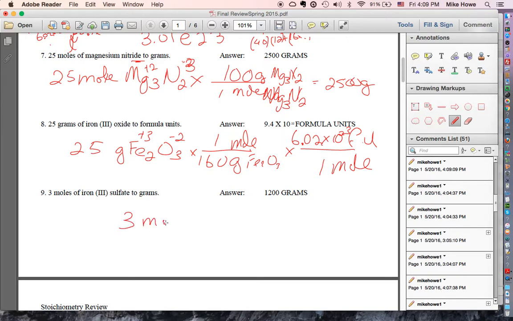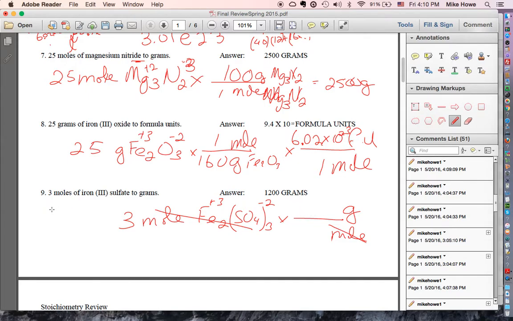Okay, 3 moles to grams. So 3 moles of iron 3 sulfate. So you got Fe2(SO4)3. That's because of the charges again. So that's plus 3. This is minus 2, common multiple. All right, then you have moles here. You have grams on top. Why are moles down here? Because you want to cancel moles. Then on the top, you have the number of grams.